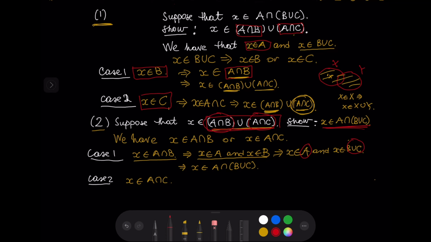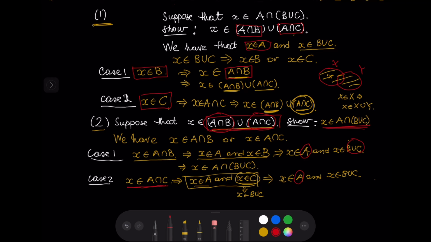So now let us look at case 2. Let us suppose that X is in the intersection A intersected with C. So that means that X is in both A and C, so X is in A and X is in C. But X in C implies that X is in union of B and C. So overall, we have that this statement here implies that X is in A and X is in B union C. But then X must be in the intersection of A and B union C, just like we want it to be.